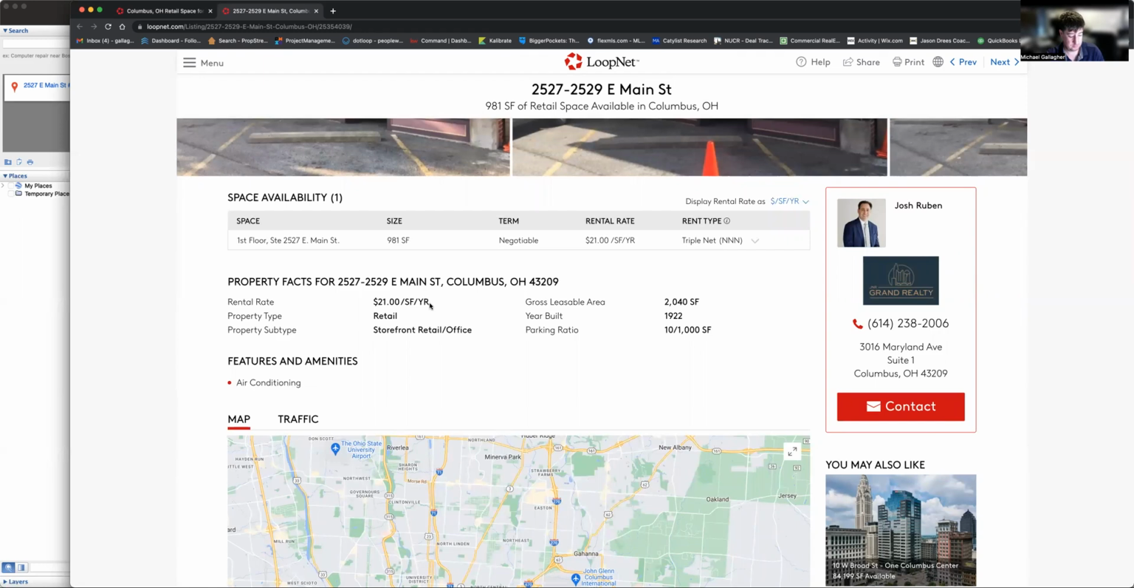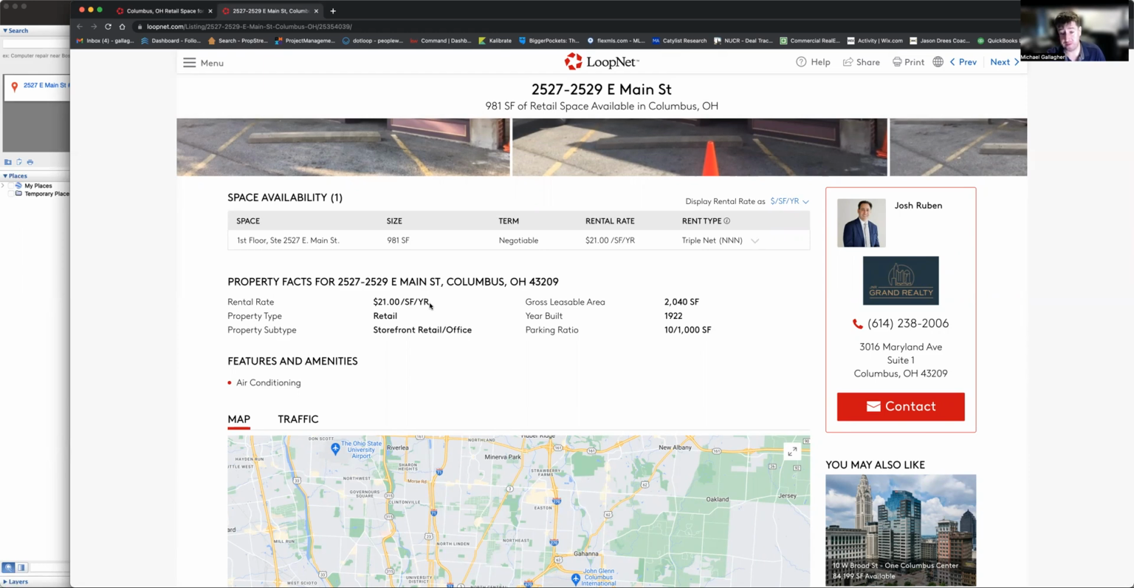See, 981 times $21 a foot a year is $20,601 per year. You divide that by 12, you get $1,716 a month in just base rent.